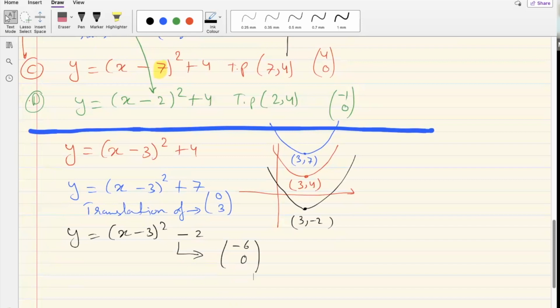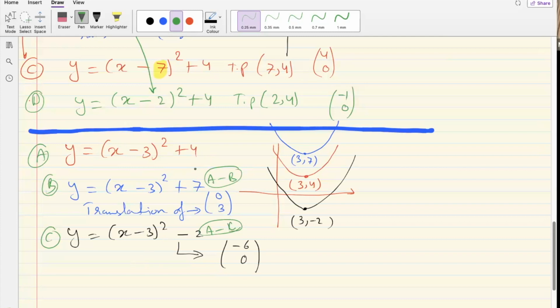I have a question. Yes. Where you said y = (x - 3)² - 2, you said -6. Which two equations are you comparing to get -6? I compared the first equation with the last one, A, B, C. We're comparing the first and last. Okay. This was A to B. This was A to C.